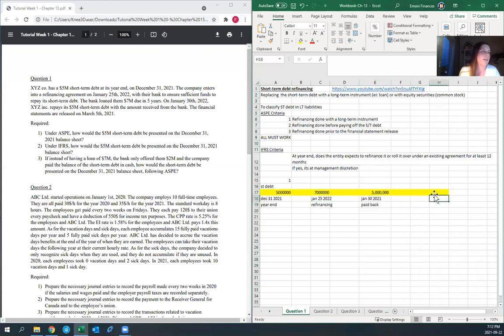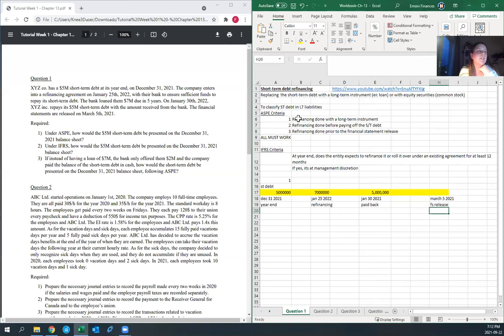All right, and then the last date is the date of the final statement release. So it's March 5th, and it's the financial statement release. So we go back to your criteria.